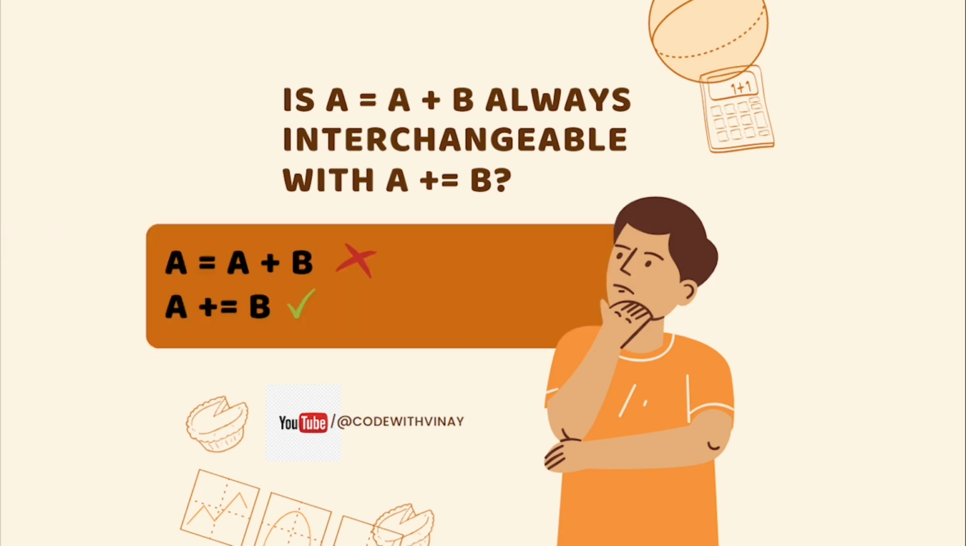Specifically, we'll explore the case in which a equal to a plus b is not legal, but a plus is equal to b is legal. This is going to be a two-part video, and in the next video, we'll explore the opposite case. That is, a equals a plus b is legal, but a plus is equal to b is not legal.